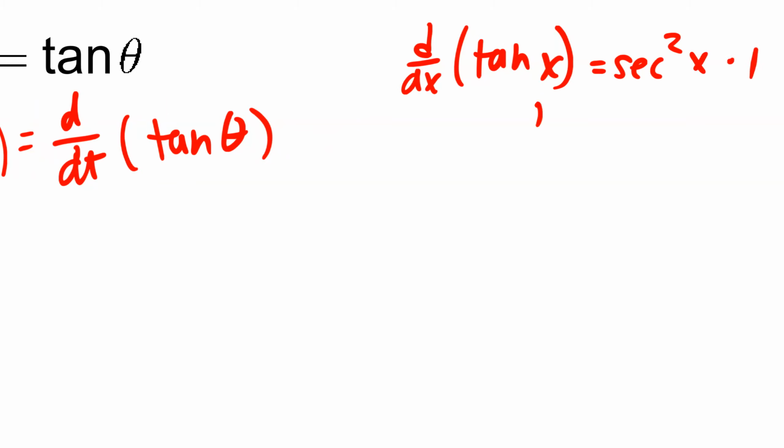And then times 1 because the derivative of x is just 1. So secretly we've been doing chain rule the whole time. That's just secant squared x.